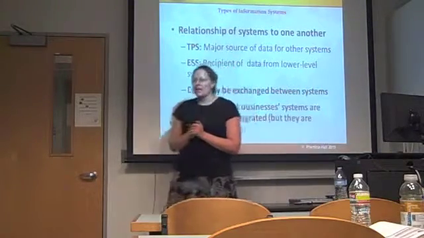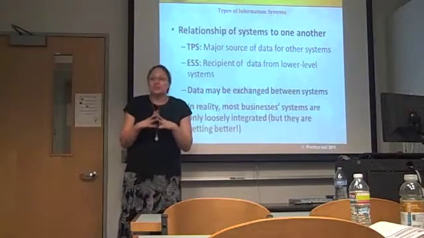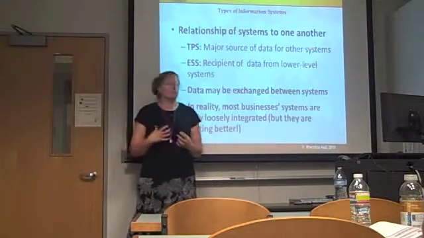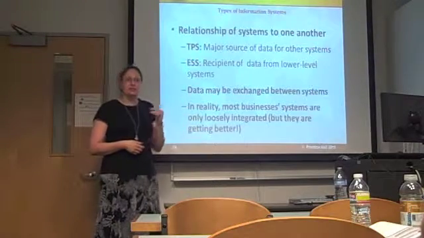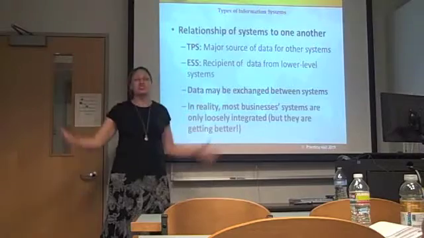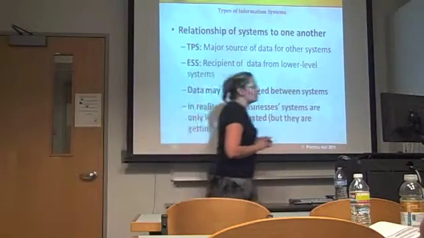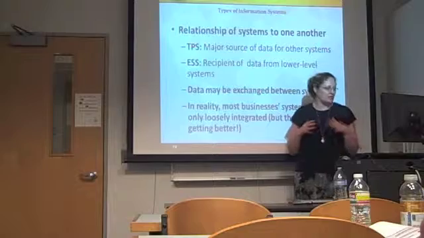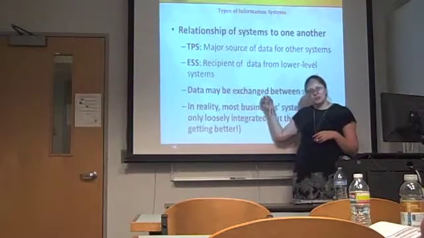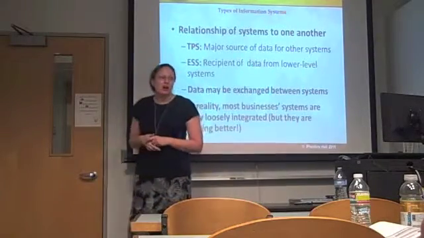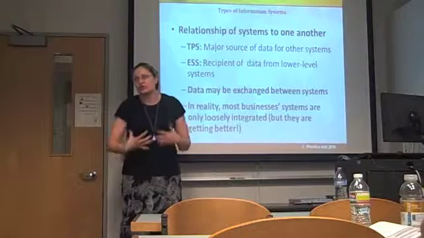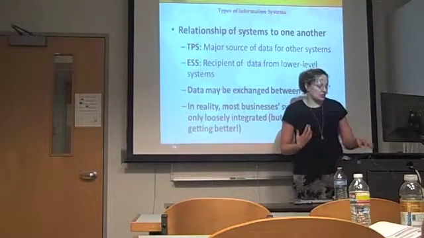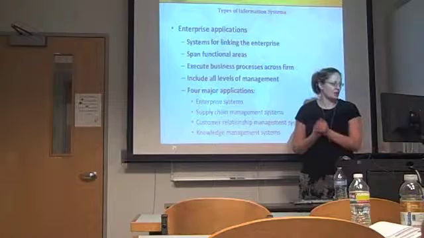Okay? You can also look at these different systems in regards to the relationship that they have to one another. These systems do not exist in isolation. They work together. Transaction processing systems are a major source of information for pretty much all of the other systems of the organization. Executive support systems receive data from your lower level TPS systems. Data may be exchanged between these systems, but it may not. You could have systems within a particular organization that don't exchange data very well. Sometimes the integration for these systems isn't as good as it could be. Okay.